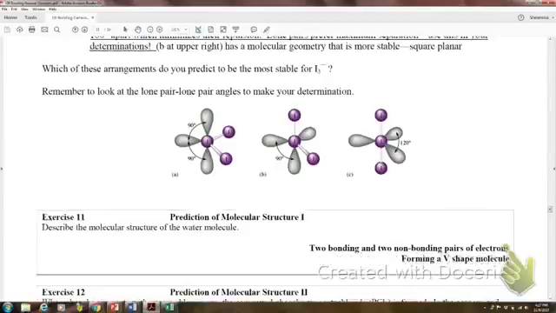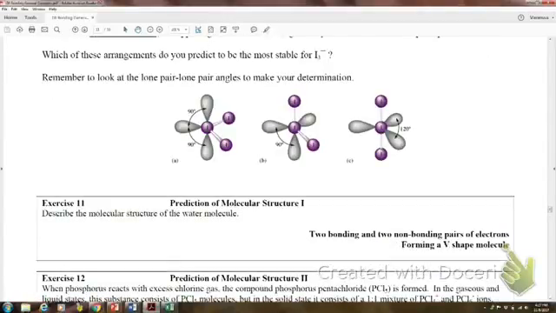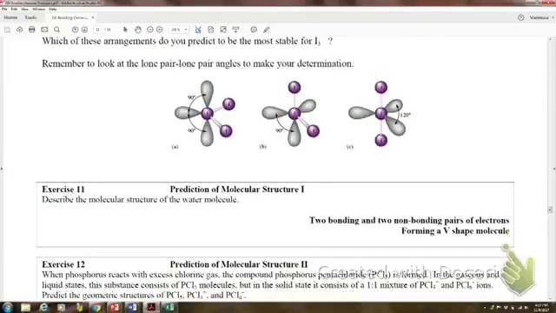Okay, so here are some other things that have more. Remember, we're looking at the bonds themselves to determine the molecular geometry, but we're looking at areas of electron density to determine the electronic geometry. All right, so let's look at a couple of these.